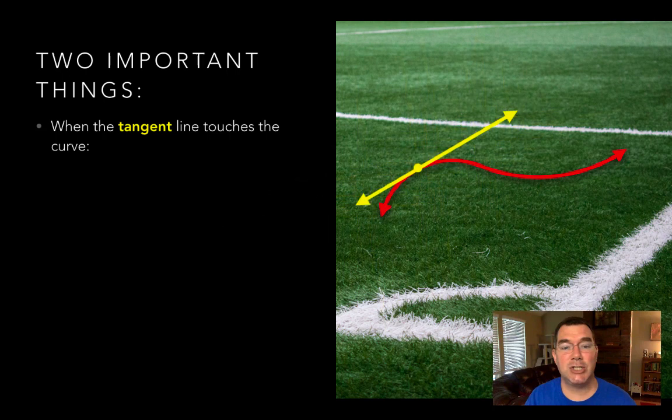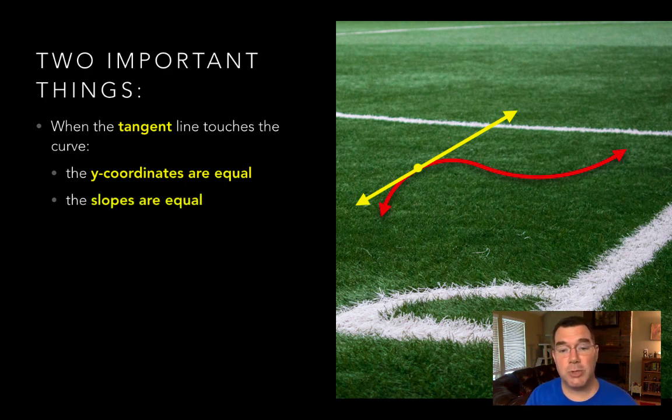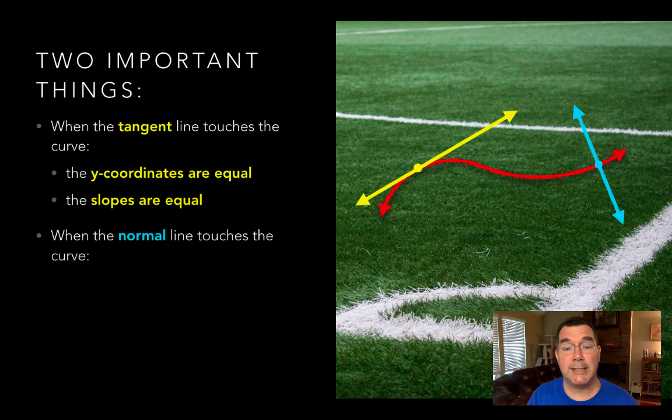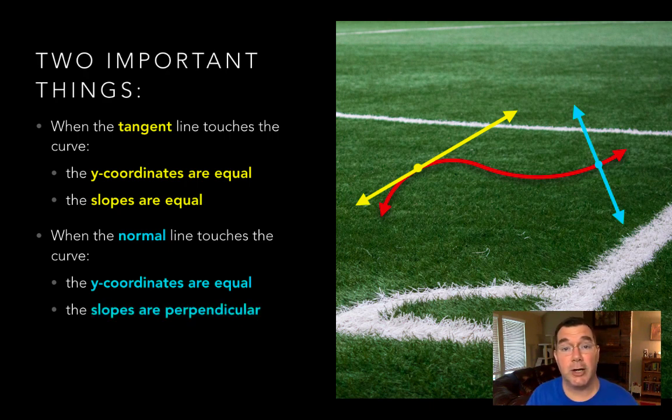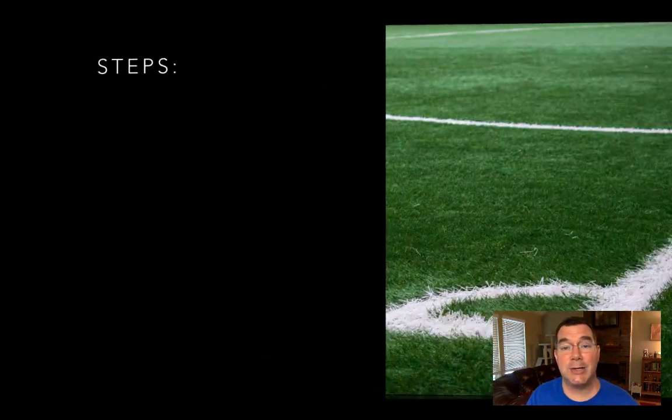When the tangent line touches the curve, the y-coordinates are equal, but not only that, the slopes are equal. So the slope of the curve and the slope of that tangent line are going to be equal at that point. And when the normal line touches the curve, two things match up. The y-coordinates are equal, but the slopes are actually perpendicular. They are not the same. So we need to know those things about tangent lines and normal lines.